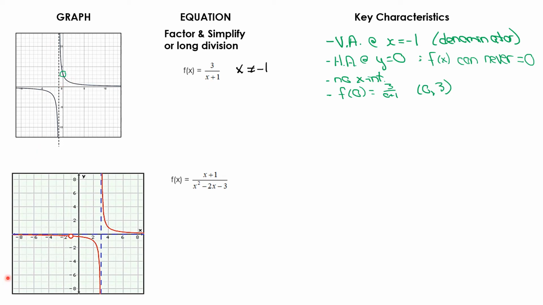Okay, next one. Next one also looks kind of similar to the one above it, but the equation is very different. So we can get a lot of information out of this equation. Remember, the first thing we want to do is factor. So we can factor this denominator. The numerator is already linear, so I'm going to leave that x plus 1. The denominator is an easy trinomial. It factors to x minus 3 and x plus 1.